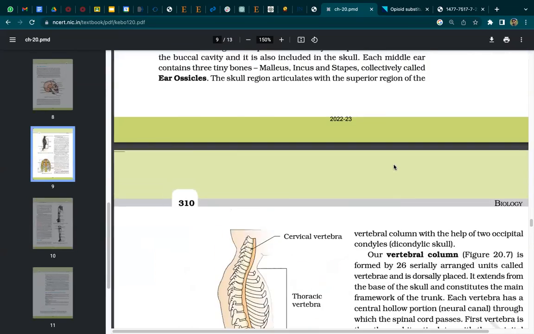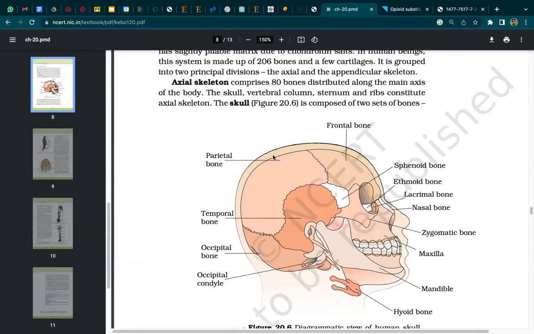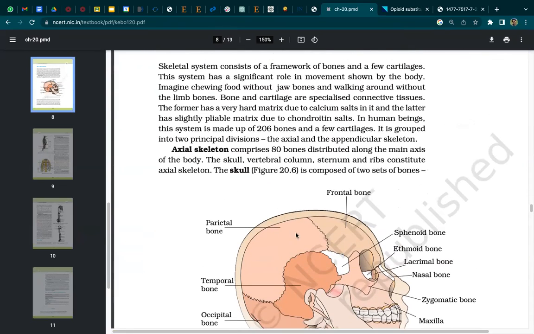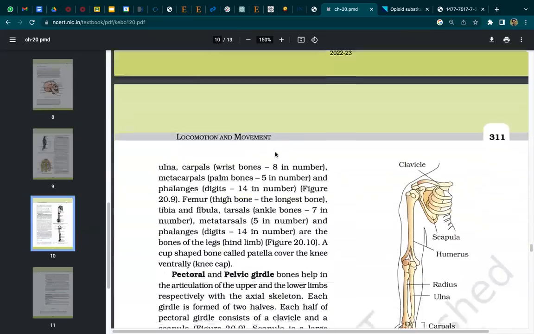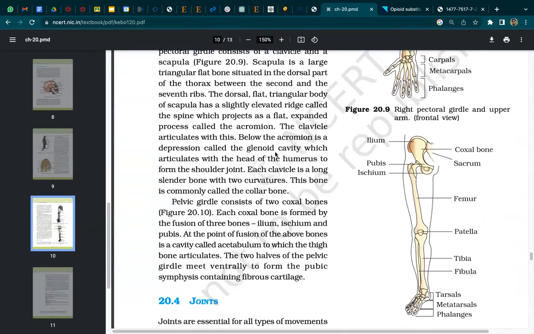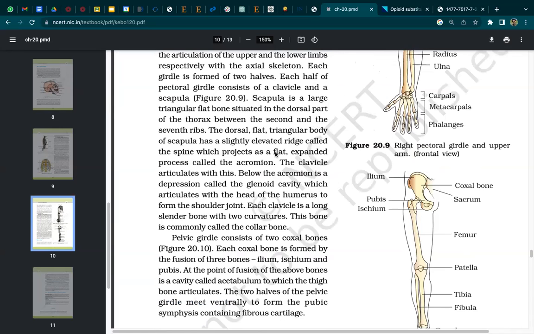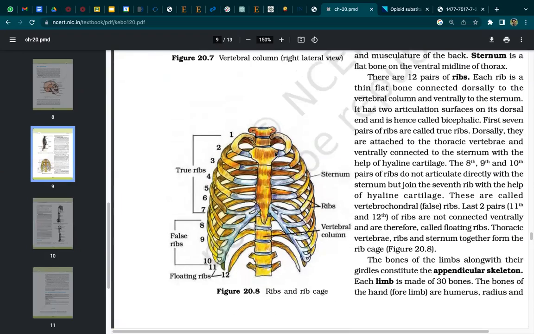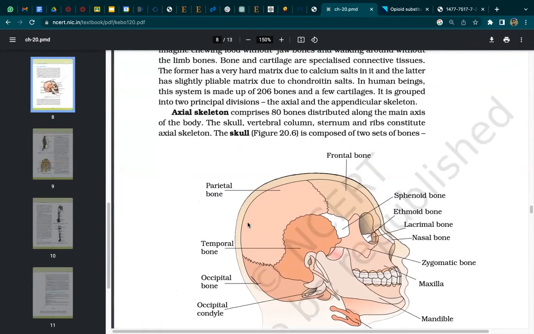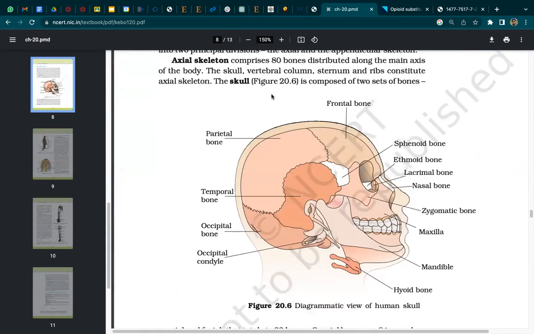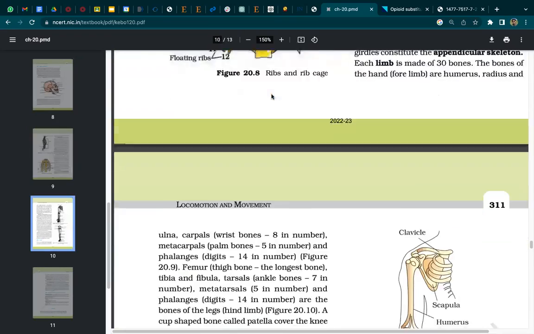And how many bones were present in our central axis? Just 80. In our head, spine, and the ribs, total 80. And just in our hands and legs, 120. Is it clear? 80 plus 120 is 200. How many bones did we have total? 206. So the rest 6 bones form our girdle.